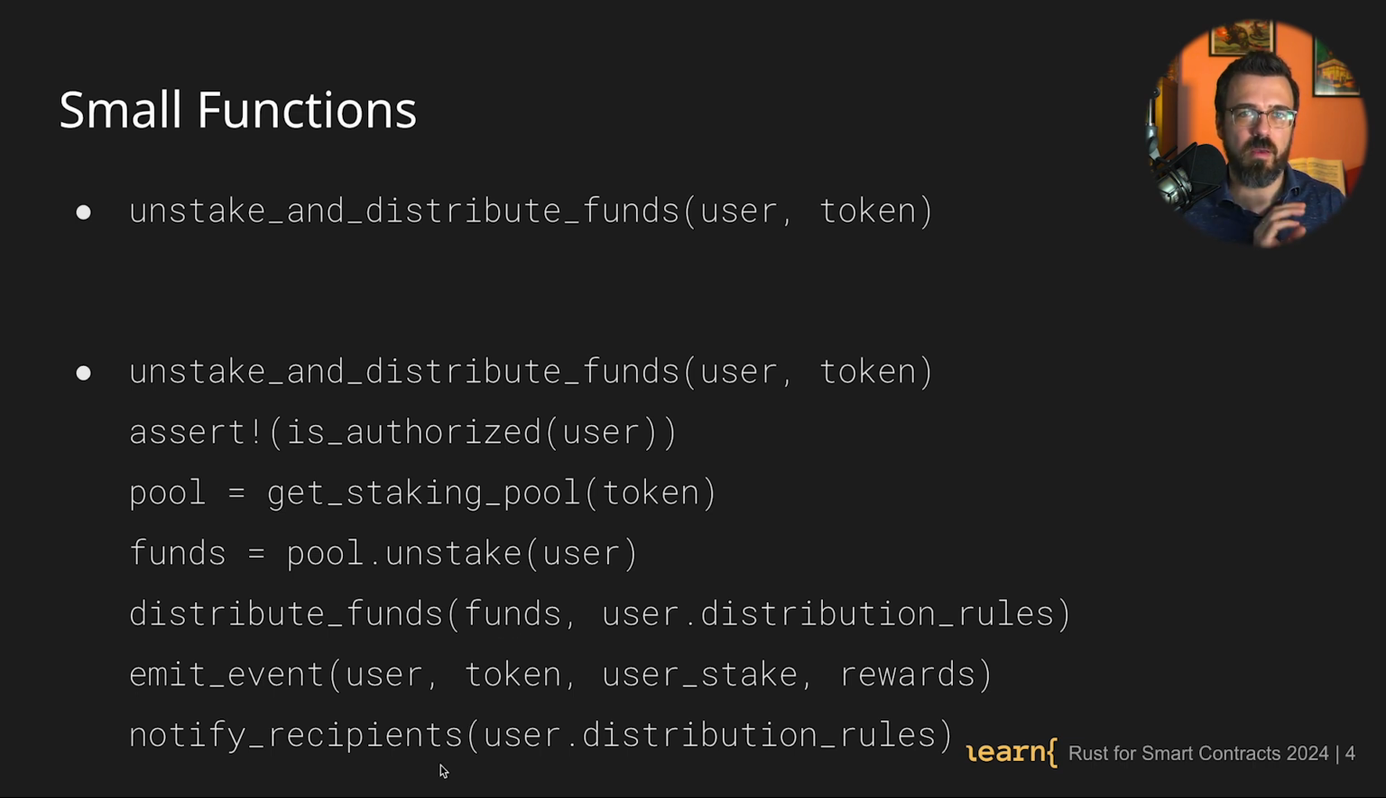All these subtasks, and there might even be subtasks under here, should be handled by their own little functions. And then the main function, this unstake and distribute funds, calls them in turn. And now you have these unit tests for all these little tiny functions instead. And it's much easier to keep your testing accurate, up to date, easy to read, comprehensive, and so on.